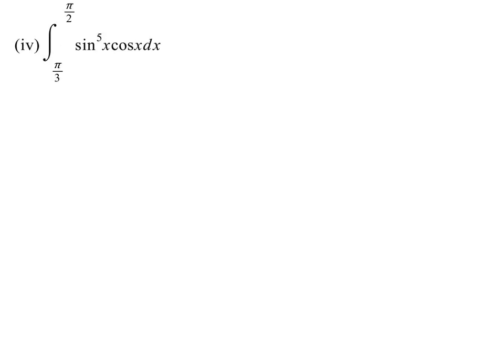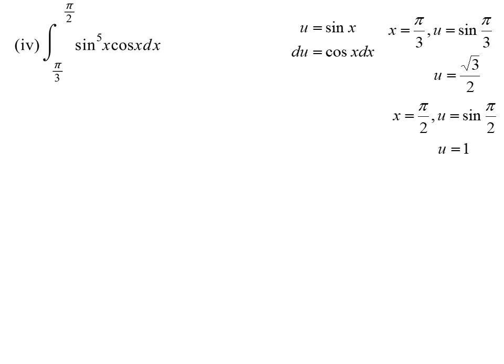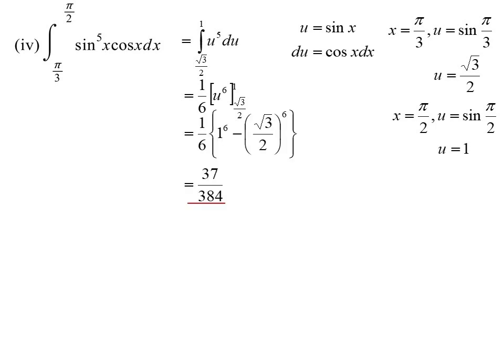Sine to the power of 5 x times cos x. Well, it's that sine x that's causing me the problem. It's to the power of 5. I'll go u equals sine x, so du is cos x dx. The limits are going to have to change. Pi on 3 becomes root 3 on 2. Pi on 2 becomes 1. It's just u to the power of 5. Add 1 to the power over the power, substitute in.